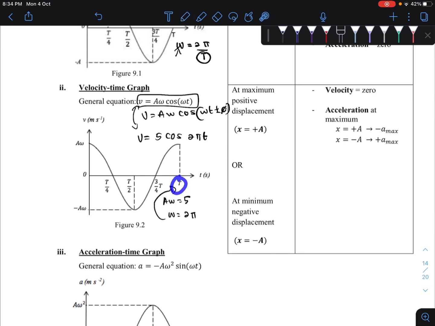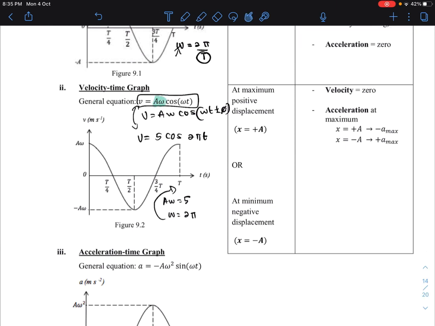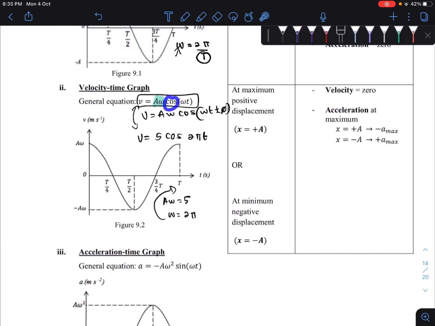You know your period, you label and then you should label the maximum velocity dekat sini. A omega ni adalah maximum velocity. Kalau tadi maximum displacement, sekarang dia akan jadi maximum velocity in the positive and negative direction. This whole thing A omega adalah kamu punya maximum velocity. And then bentuk graf kita dekat sini adalah cos graph. So kita pun akan sketch yang cross lah, bentuk cos dekat sini.